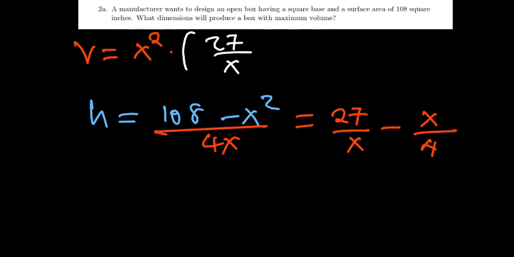So it was actually going to be very okay even without dividing by x. We just give ourselves unnecessary work. Okay, anyway, let's just go on. So we have 27 over x minus x over 4.